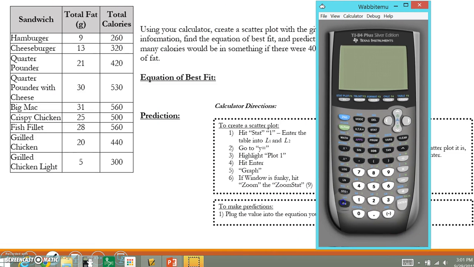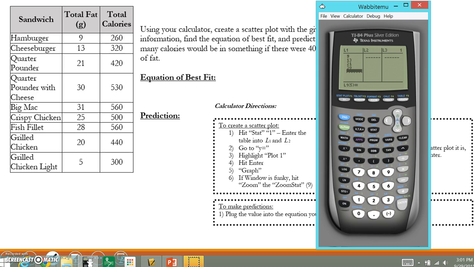and you hit stat, which is right underneath the delete button, 1. And then you enter the table in. So in this case, I'm going to put fat into L1 and the calories in L2. To get to the next one, you hit enter.